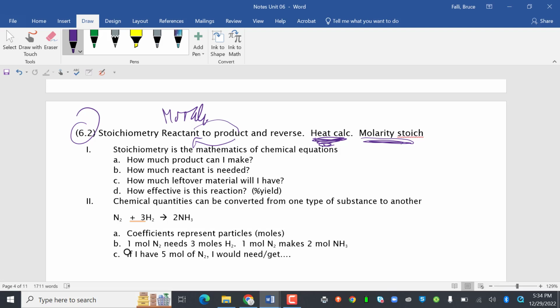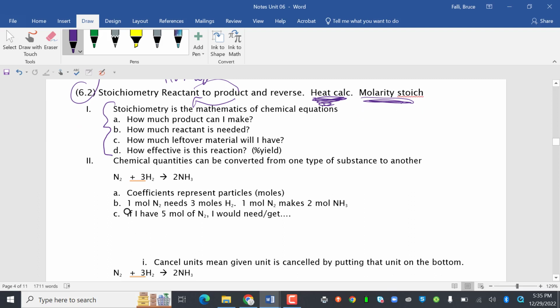Crazy, but it's true. How much product can I make, given something? How much reactant is needed, given something? How much leftover material will I have, given something? How effective is this reaction, which is percent, again, given something? So this is the whole shebang, and this is where the bread is buttered and the money is made in chemical engineering and all that other stuff. Design a process to make a certain amount and do all these other great things.